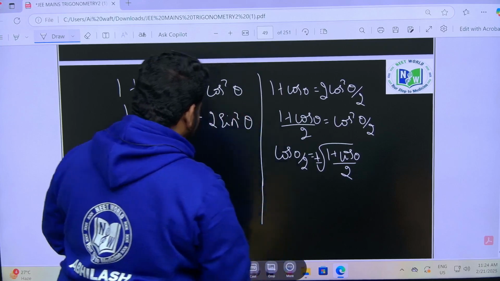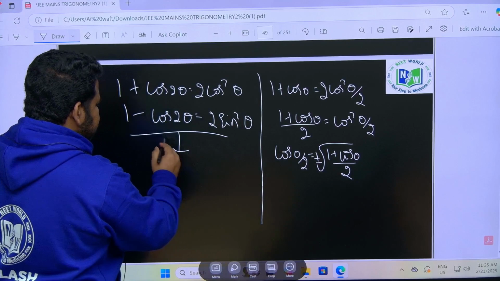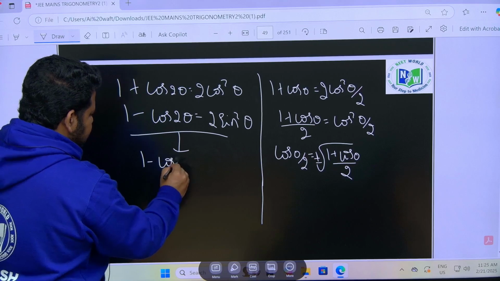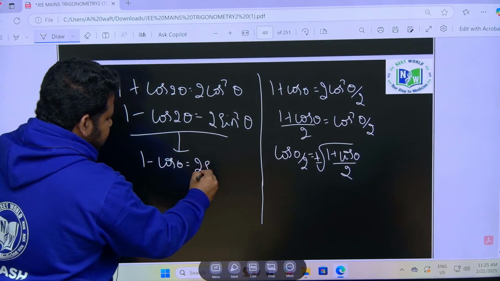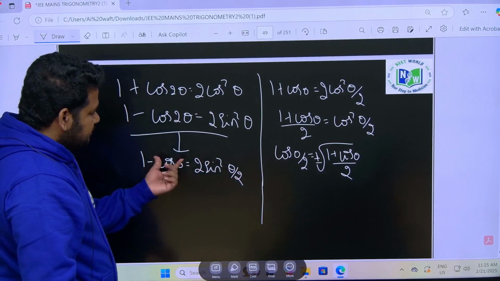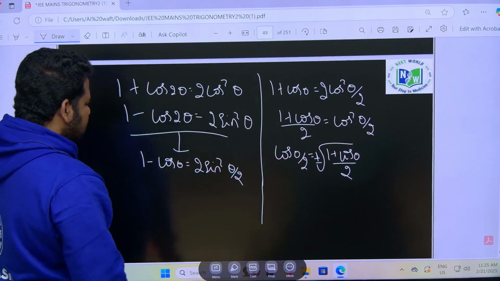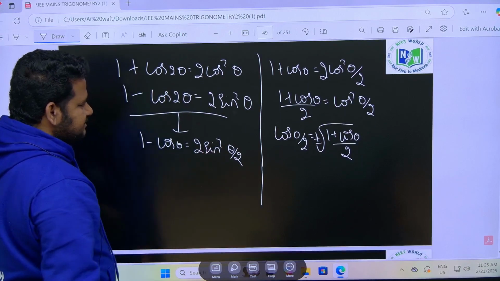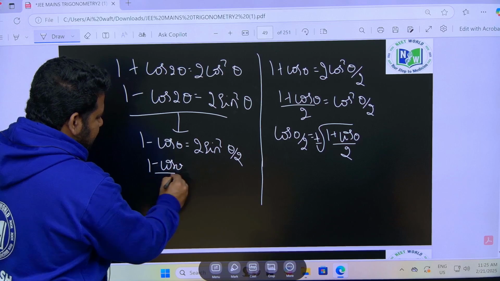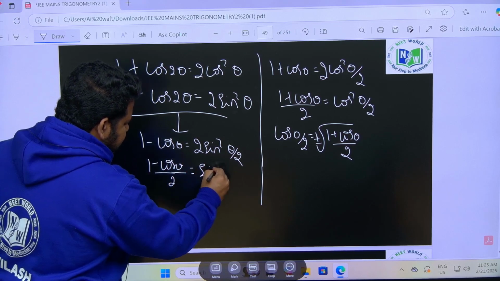Now what about this one? I can write 1 minus cos 2 theta is equal to 2 sin square theta. So 1 minus cos theta is equal to 2 sin square theta by 2. That is, a single apple is becoming half, the 2 apples are becoming 1. Now I want to find only sin theta by 2. So 1 minus cos theta will come down by 2, which is equal to sin square theta by 2.